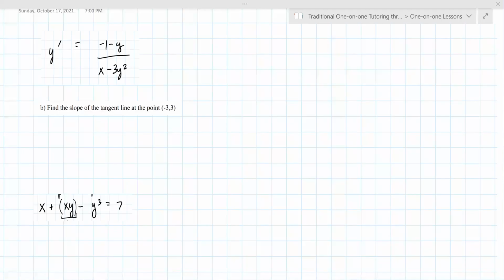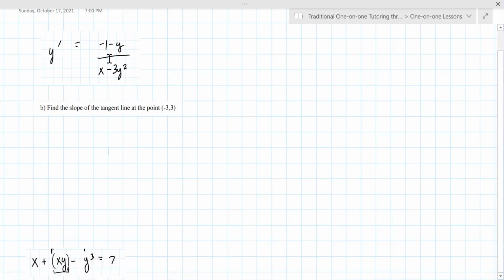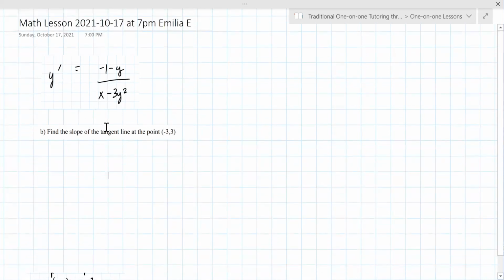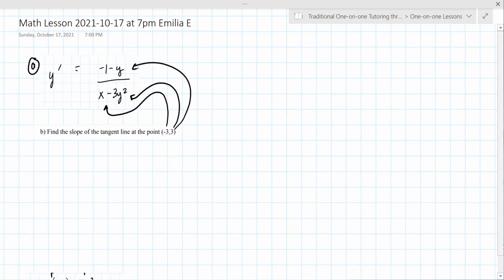Okay, if you're seeing my screen, you see question B, part B. It says find the slope of the tangent line at the point (-3, 3). Do you see that? Yeah. Okay, great. So assume you already did part A for a question. Part B is to take those values and plug them in for x and then in for y wherever you see that. Okay, so I can do that.